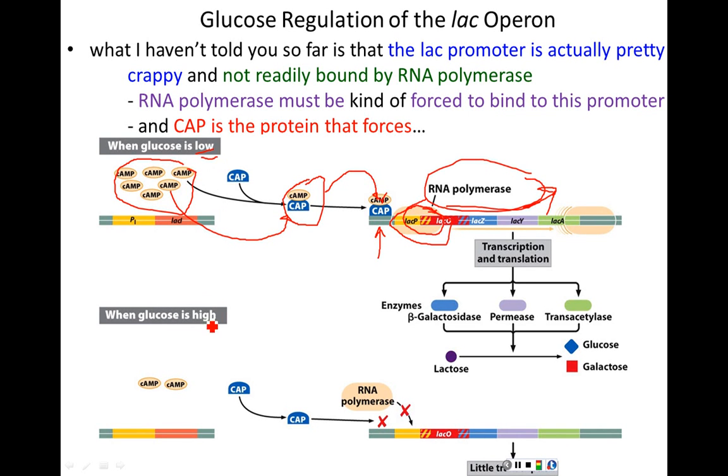When glucose levels are high, the cells are not stressed out. They don't make a lot of cyclic AMP, and so there's no cyclic AMP to bind to CAP. When cyclic AMP is not binding to CAP, CAP is unable to bind to the Lac Operon. If CAP is not bound at the Lac Operon, there's no one there to help RNA polymerase bind. And if CAP is not there to help RNA polymerase bind, we do not transcribe the Lac Operon, and the Lac Operon is off.